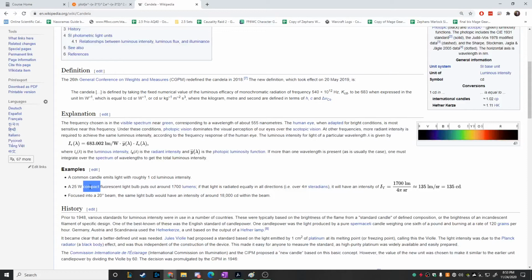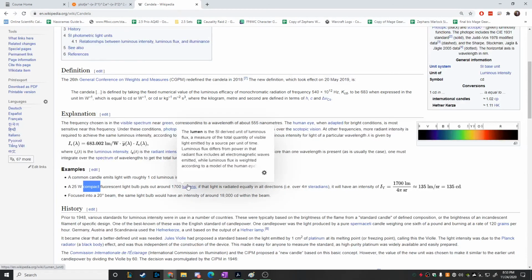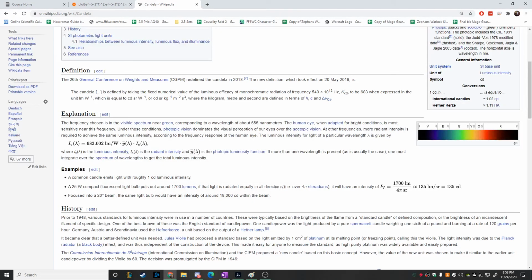Well, this one is saying it's equally in all directions, though. Focused into a 20-degree beam, the same light bulb would have an intensity of around 18,000 candelas. So it's going to depend on how intense the brightness is.